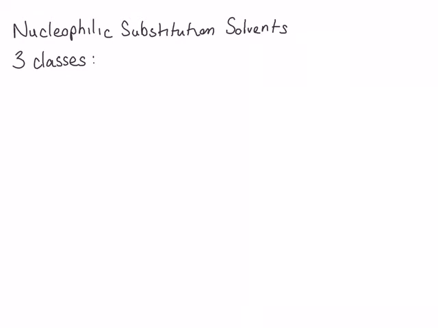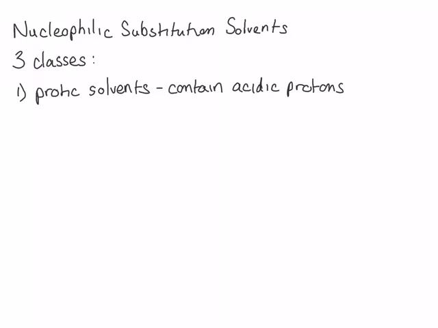The topic of this lecture will be solvents that can be used in nucleophilic substitution reactions. There are three classes of solvents. The first are called protic solvents. Protic solvents are solvents that contain acidic protons. Remember that acidic protons are protons that are attached to an electronegative element. Therefore, these solvents include ammonia, water, and alcohols.